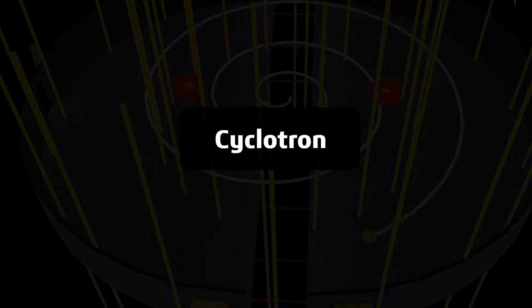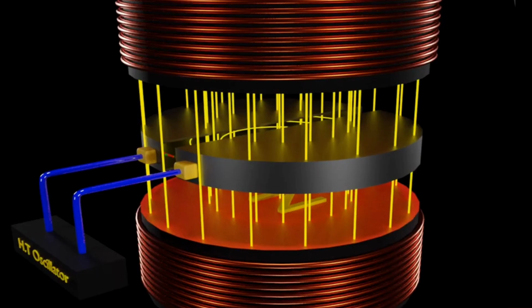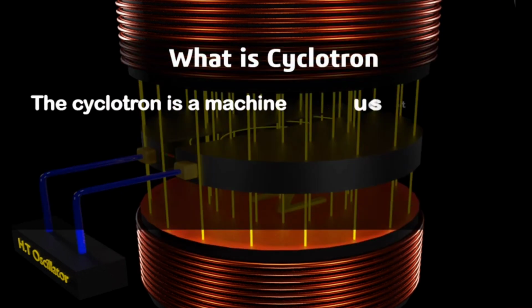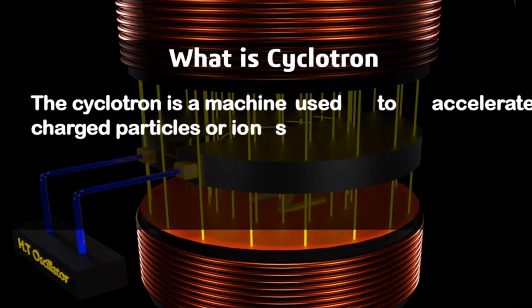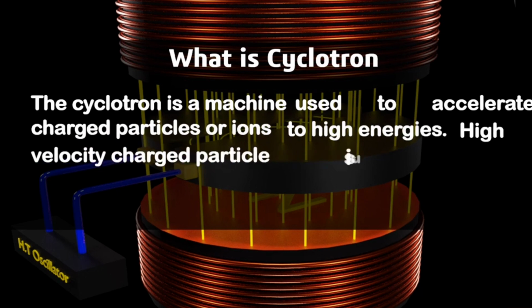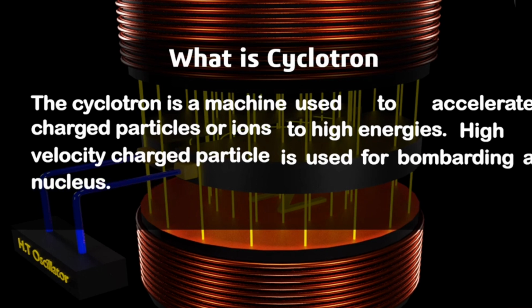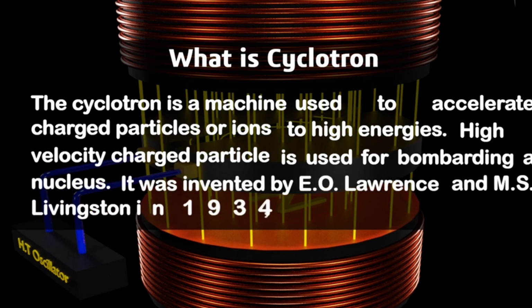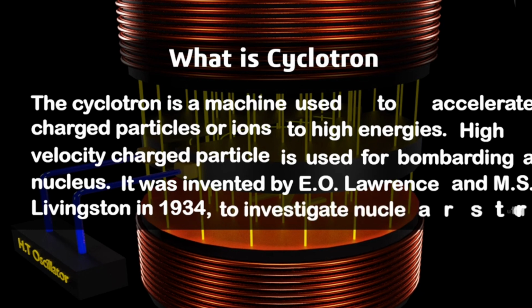Large accelerator, cyclotron. So let's start. What is a cyclotron? The cyclotron is a machine used to accelerate charged particles or ions to high energies. High velocity charged particles are used for bombarding a nucleus. It was invented by E.O. Lawrence and M.S. Livingston in 1934 to investigate nuclear structure.